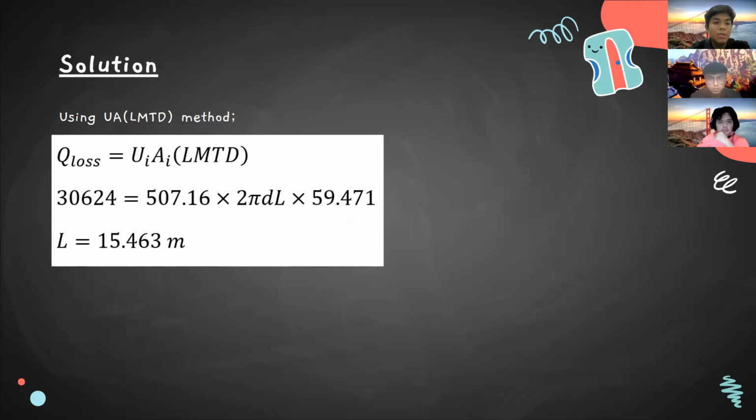And so we are using the LMTD method. Q loss will equal UA times the log mean temperature difference. It is given in the question that Q loss is 30624, and the area is 2 pi times the inner diameter times L. So we rearrange the equation, and lastly we get the length of the tube, which is 15.463 meter.